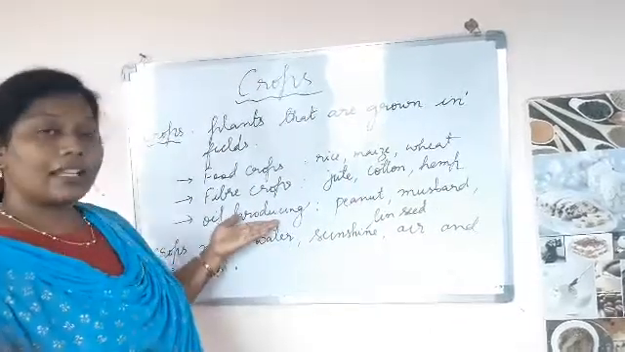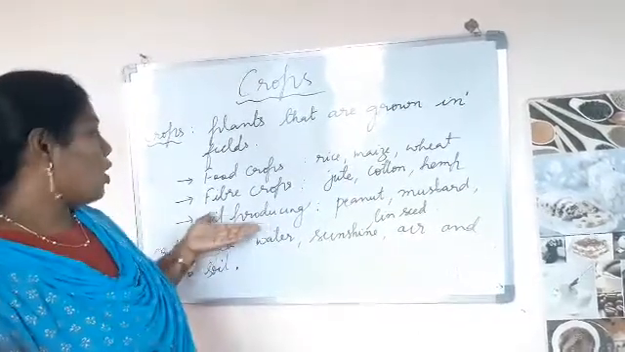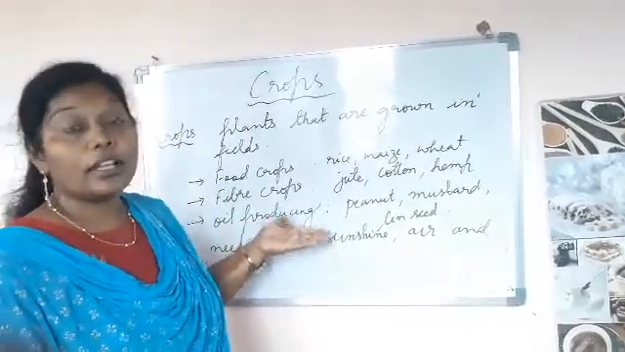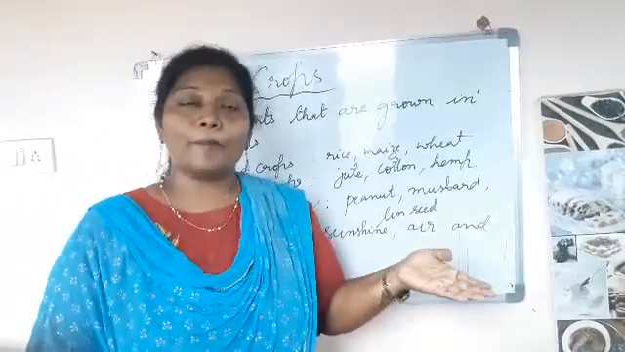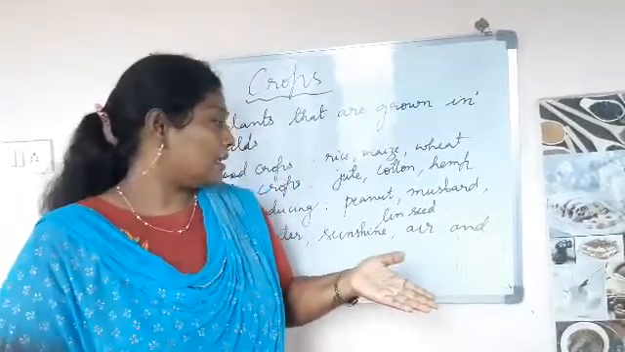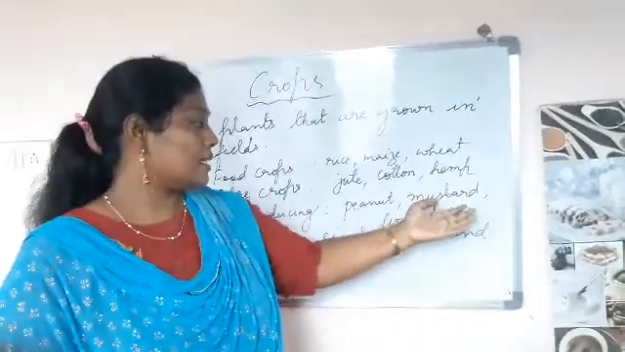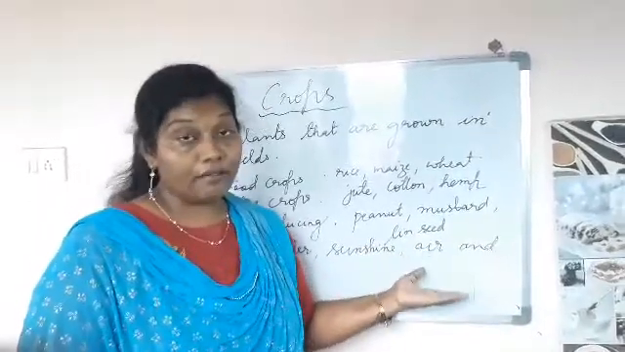And what is the third variety of cropping? That is nothing but the oil production, oil producing plants. What are these oil producing plants? Peanuts, mustard and linseed and also sunflower oil.